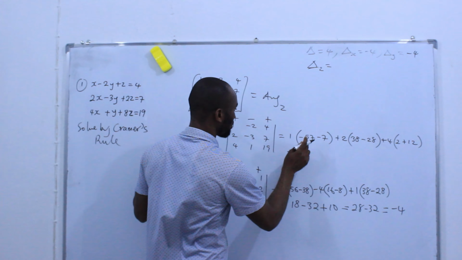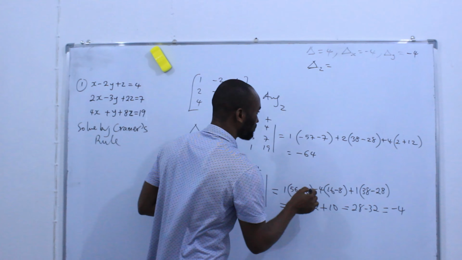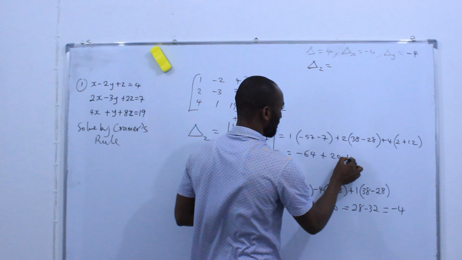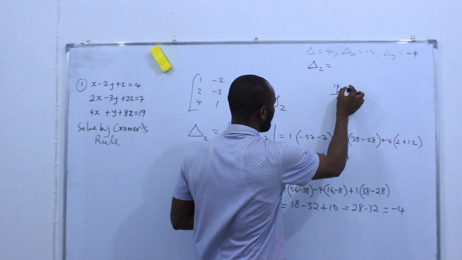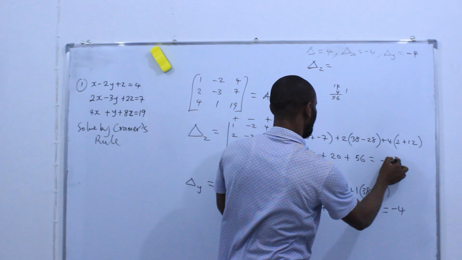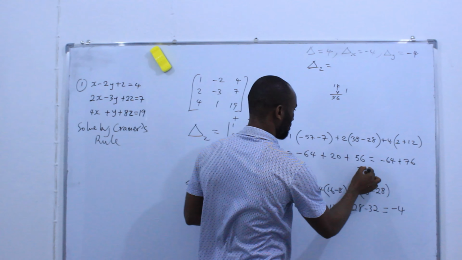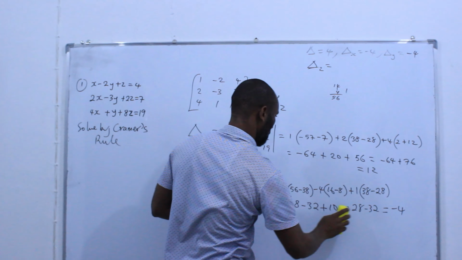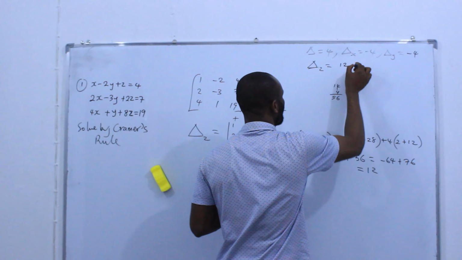So the whole thing will give us, this is minus 64 plus, here we have 10, 20. Here we have 14. 14 times 4 is 56. You have 56. So this is actually minus 64 plus 76, which is what? Which is plus 12. So that means that one is giving us plus 12.